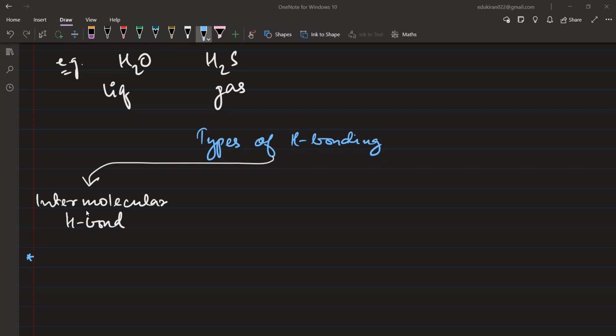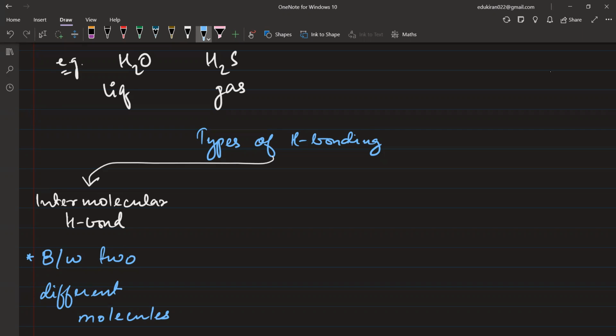Between two schools. The intermolecular hydrogen bonding will be between two different molecules. Okay, between two different molecules.